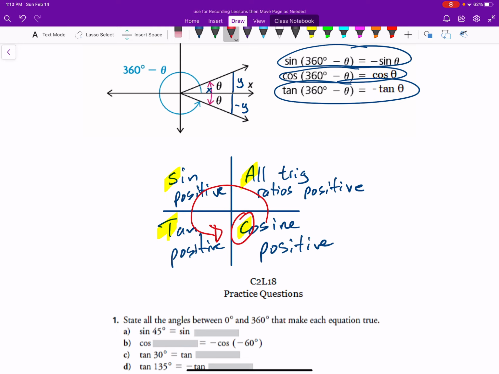In quadrant 1, the top right, all trig ratios are positive. Quadrant 2, only sine is positive. Quadrant 3, only tan is positive. And we're going to work with that more in the future. So keep that in mind.